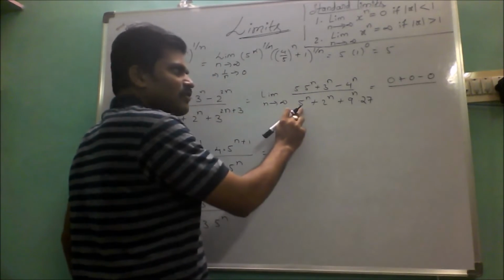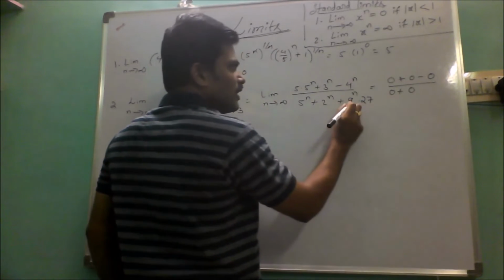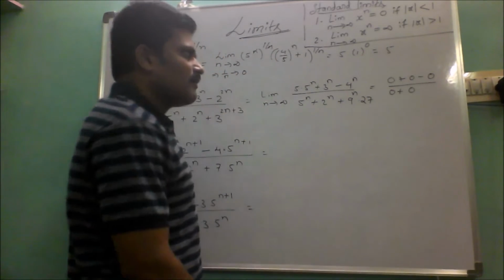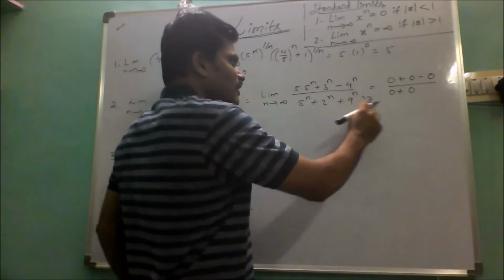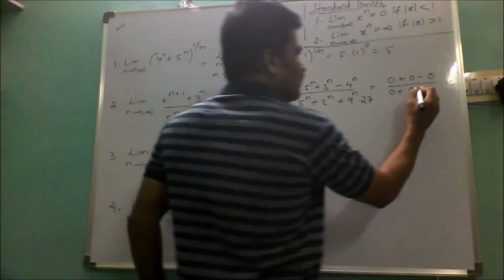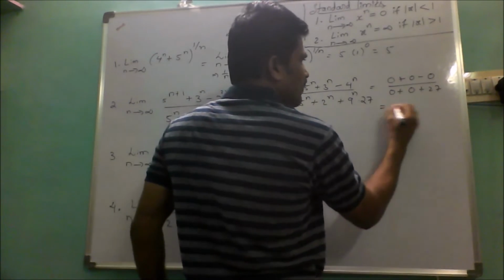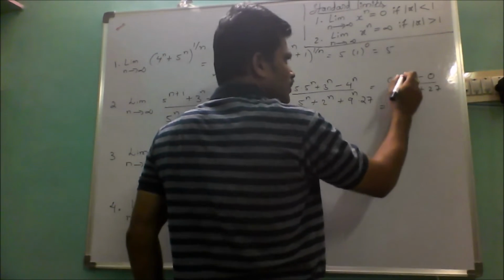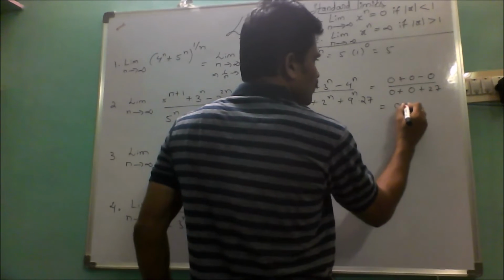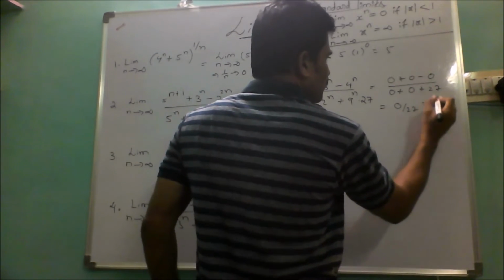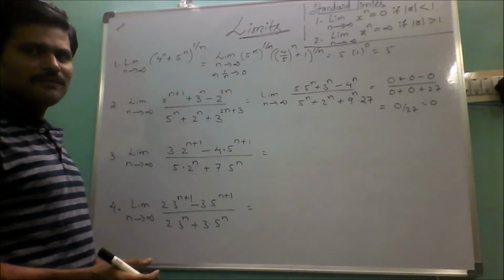In this also, the first term is 0 and the second term is 0. In the third term, 9 power n divided by 9 power n cancels, so the only value is 27. So the value of this one is the numerator total 0 by 27, which equals 0. So this is the solution for the second one.